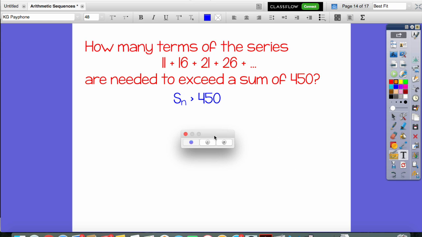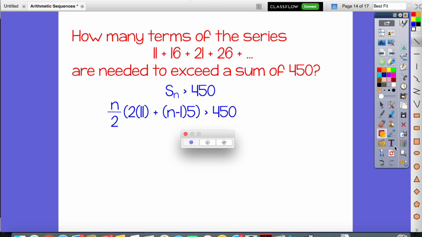If you're stuck, here's a hint, okay? You know that the sum has to exceed 450, so that means it has to be greater. So using this right here, knowing that the sum has to be greater than 450, why don't you use one of the sum formulas and then set it greater than 450 and solve it like a regular inequality.